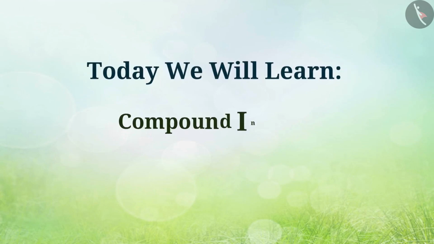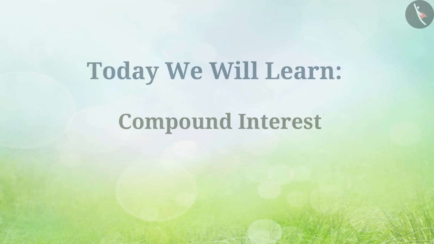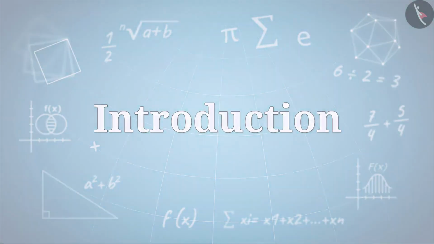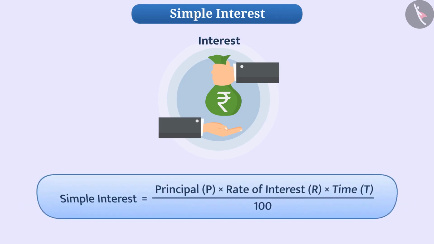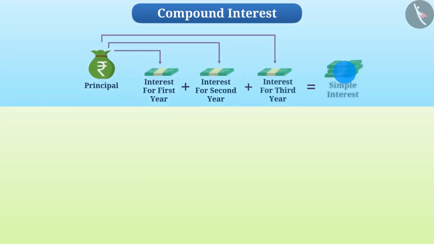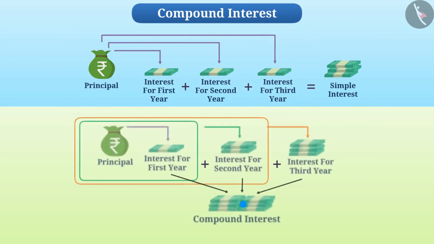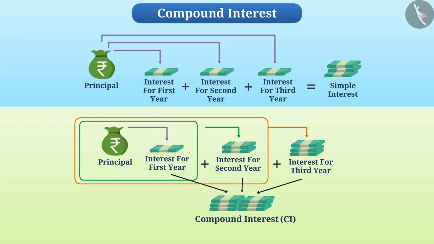Today we will learn compound interest. In the previous video, we learned what is interest as well as we also overviewed the simple interest. Let's understand the compound interest today. The simple interest is derived on the principal and is same for each year, whereas the compound interest, abbreviated as CI, is obtained on the total amount of the previous year. In this way, compound interest increases year after year. Let us understand this with an example.